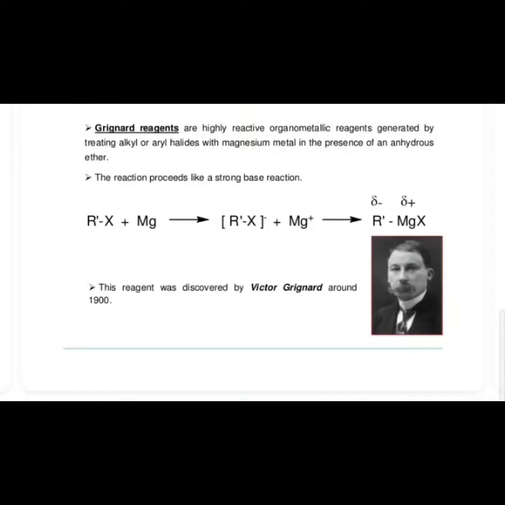After that, what happens here? It carries a minus charge, which means it acts as a base here. All of you know that magnesium acts as a metal, and metals carry a positive charge. So a complex is formed here, RMgX, in which magnesium is positive and the alkyl group carries the negative charge. This reaction was discovered by Victor Grignard around 1900.